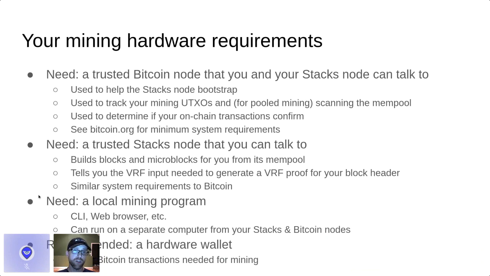Third, you're going to need a mining program. We're still working on these, by the way. Any and all collaborations on this will be welcome. Right now, our testnet node just has a built-in miner. It can run as a command line tool. It can be running inside your web browser, talking to your Bitcoin and Stacks nodes, etc. And it can also be on a separate computer. You can set up your Bitcoin and Stacks node on your home network on Raspberry Pis or on a home server, and this can just run on your laptop, for example.